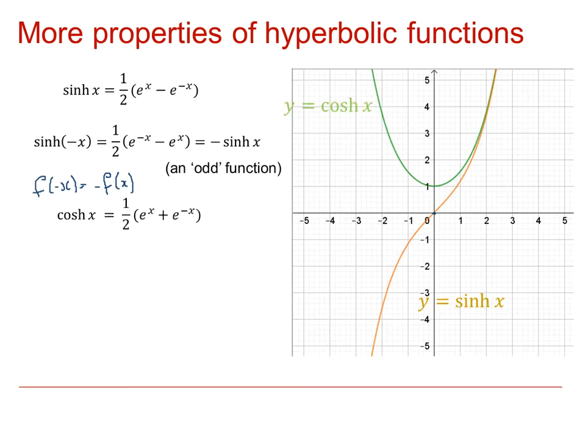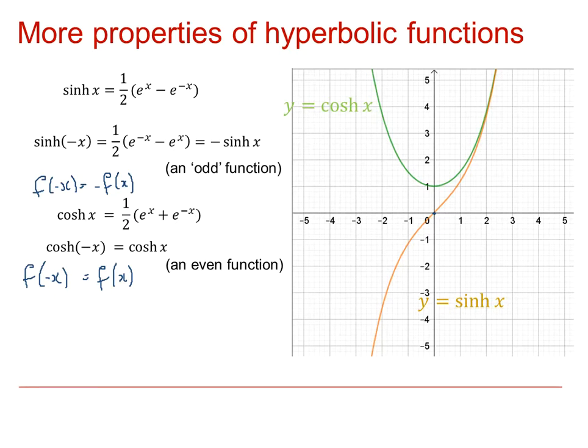Cosh x, on the other hand, we can see has got reflective symmetry in the y-axis, and this is the signature of an even function. But to prove it's an even function, again we'd need to look at cosh of negative x. But we can see that cosh of negative x, because we've got plus in there, it must be equal to cosh x. And so we've shown that f of minus x is equal to f of x. And that's our proof of an even function. So sinh x is an odd function, has the rotational symmetry, and cosh x is an even function with reflective symmetry.